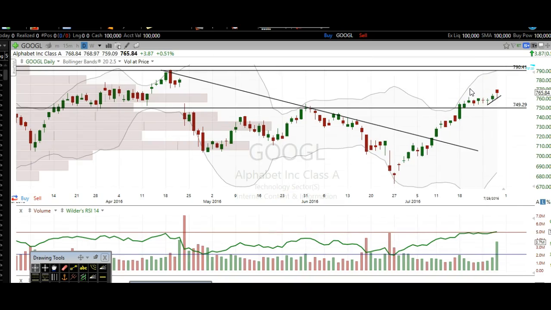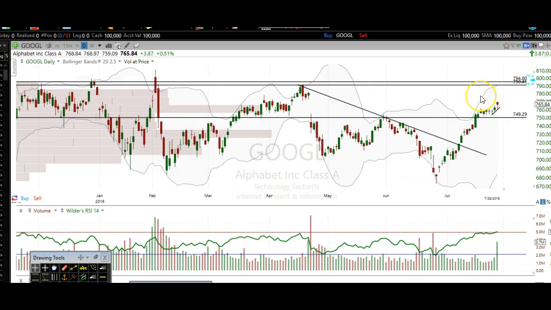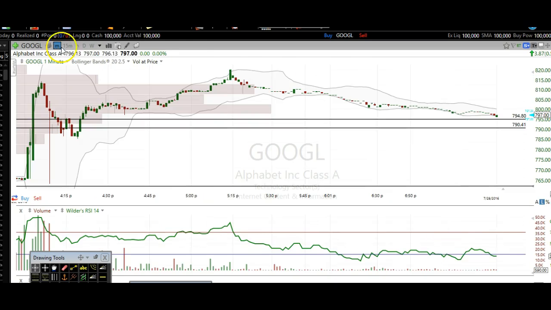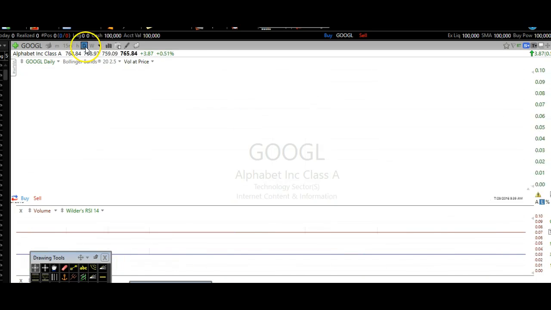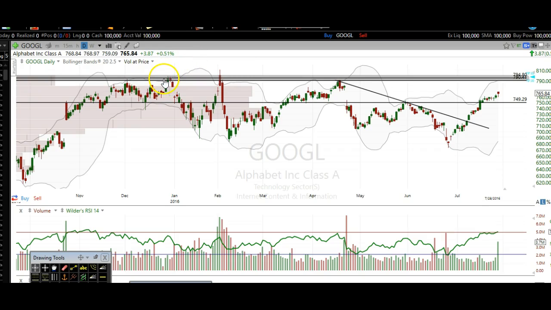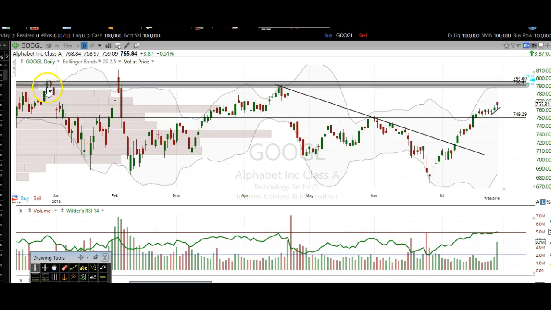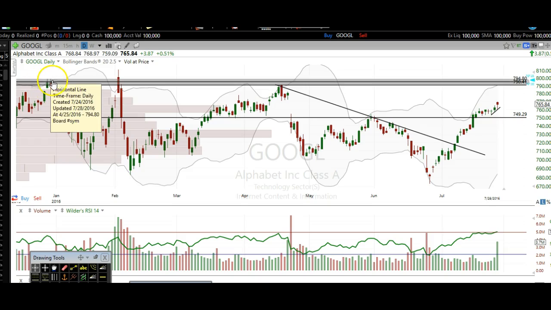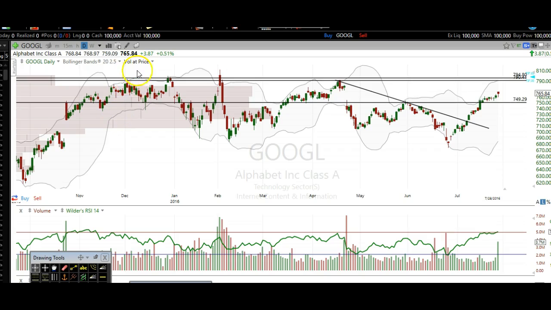Next, I want to be covering Google. And Google, we've got a couple things to point out here. So we are currently above this resistance. I'm going to look at the minute chart, and right now we're at 797. Okay, so we're above all that resistance. That was the highest close that we had over here. That close was 794. So 794 is the highest close, and right now we are currently just above that. So definitely bullish here for Google.